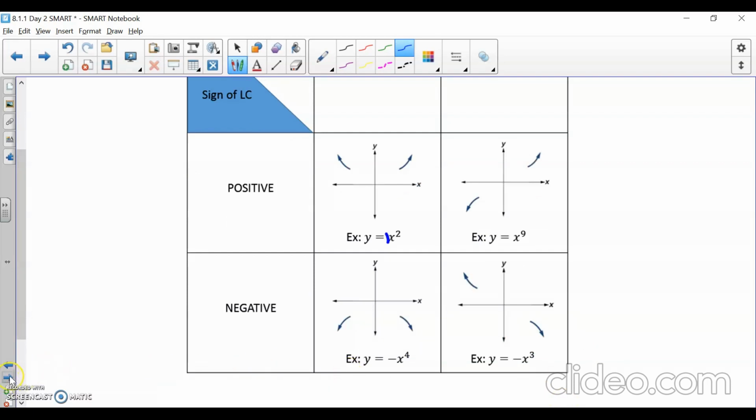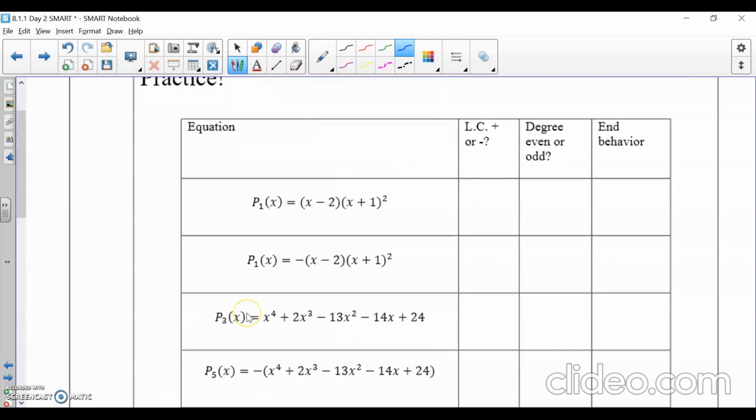So let's go ahead and try some examples of how to use this. So here are some polynomials. We're just going to go ahead and look at the leading coefficient, whether it's positive or negative, find out if the degree is even or odd, and then make our decision accordingly.